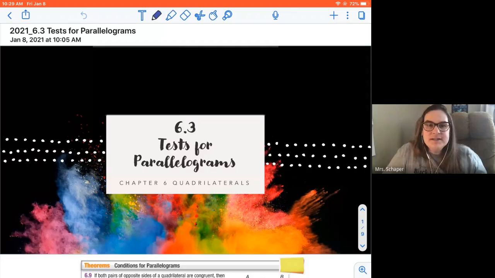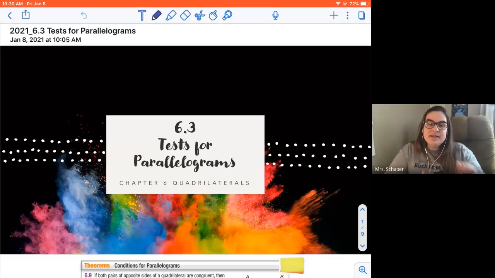Hey mathematicians, this is Mrs. Shopper coming back to you with section 6.3. This is tests for parallelograms. We're continuing to work on quadrilaterals, okay?